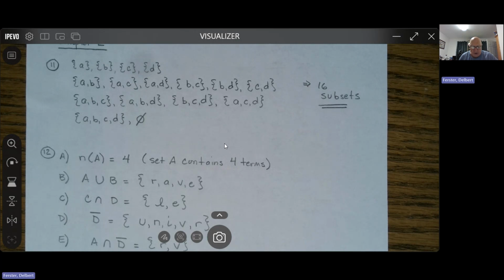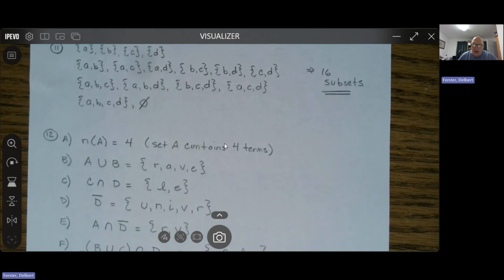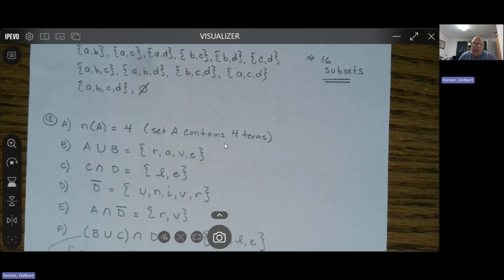All right. Part C looks like it's an intersection. What's in set C and in set D? So now it's more restrictive. These elements have to be found in both sets C and D. The 2 elements that are found in both sets would be L and E. Part D says, let's do the complement of set D. Now you must refer back to the universal set to help you. So the question is, what's in the universal set that is not in set D? There are a lot of things not in set D.